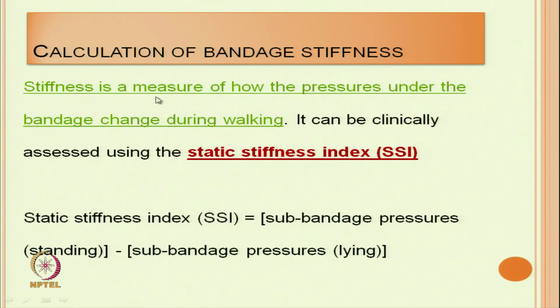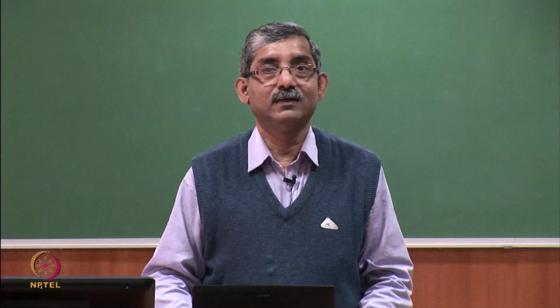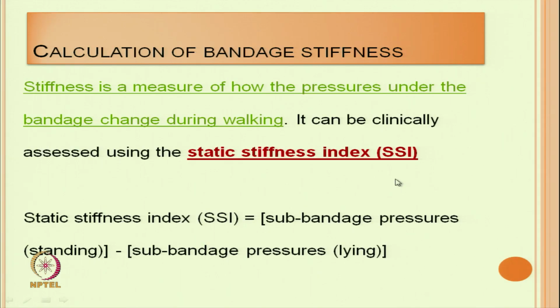Stiffness is a measure of how the pressure under the bandage changes during walking. So, another parameter which we can measure is called the stiffness index. The static stiffness index will give us an idea about the change in pressure during activity. The static stiffness index is the difference between subbandage pressure in standing condition and subbandage pressure in lying condition.